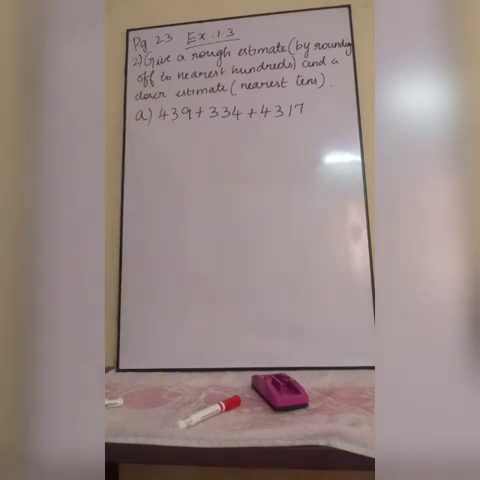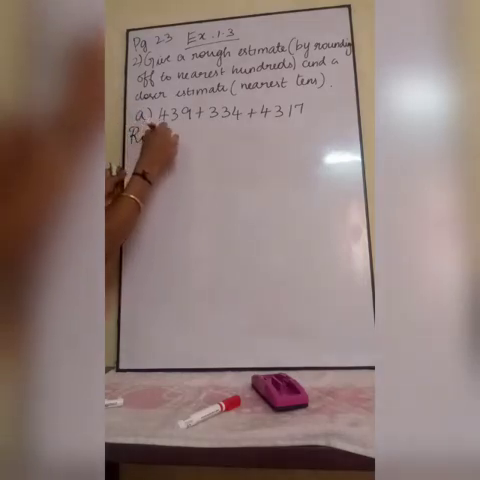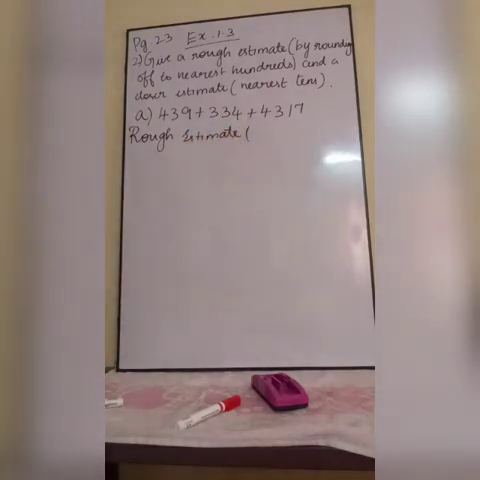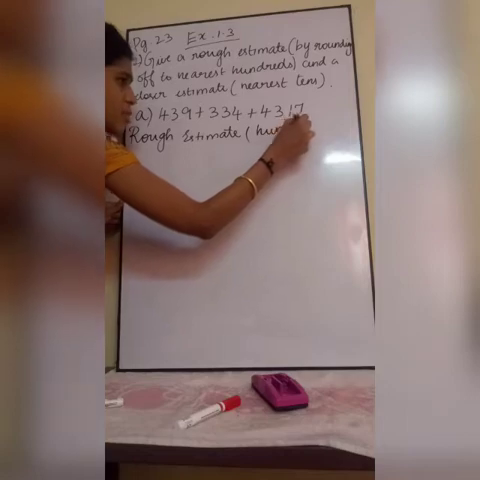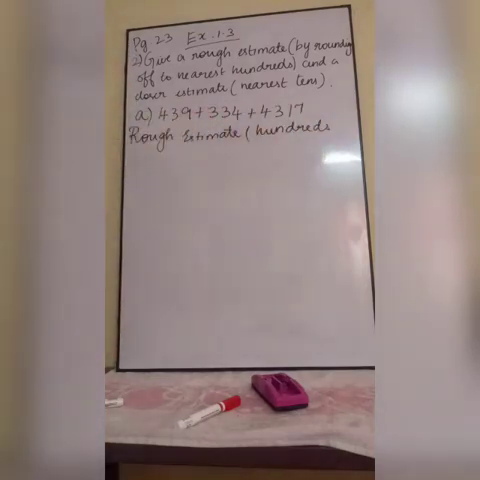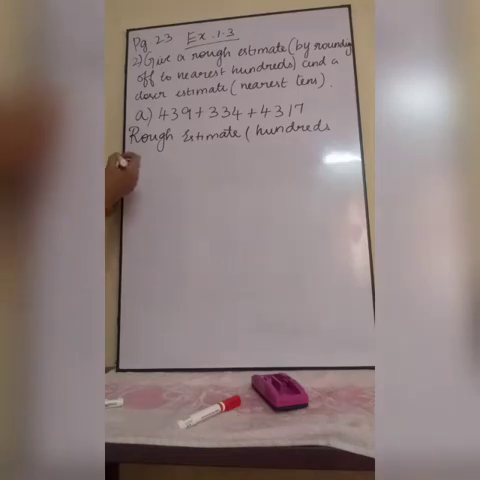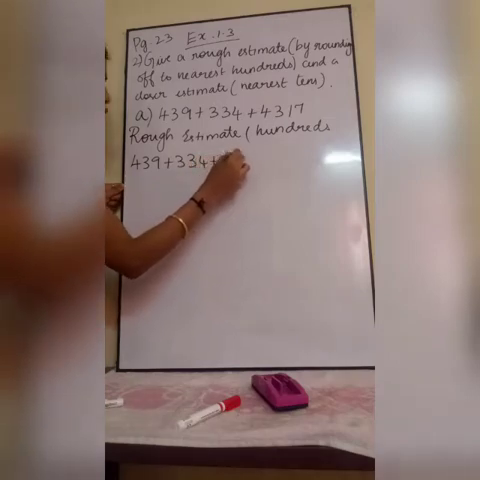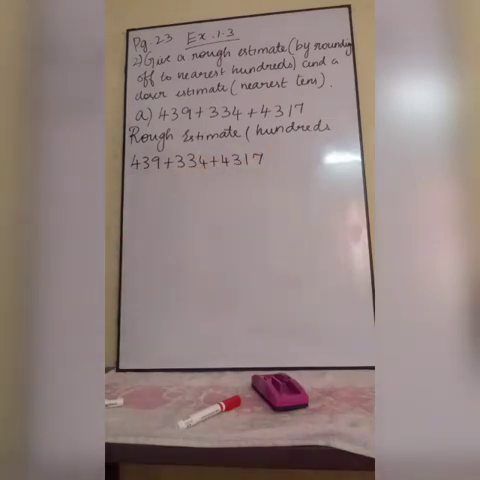First, what I am going to find is the rough estimate. For the rough estimate, we have to round off to the nearest hundreds. So all these numbers we are going to round off to the nearest hundred: 439 plus 334 plus 4317. I am going to round off all these numbers to the nearest hundreds and then add them. Always we should do the round off first, and then add or subtract based upon the question.